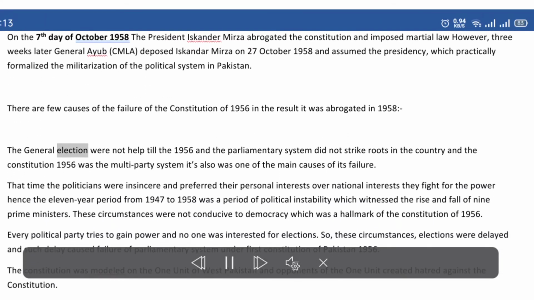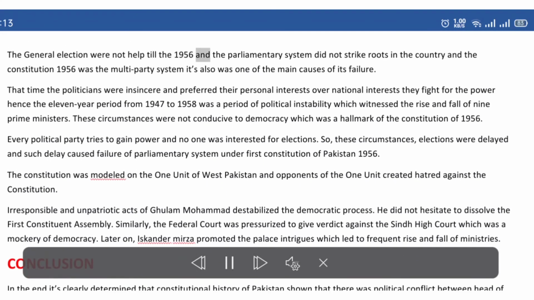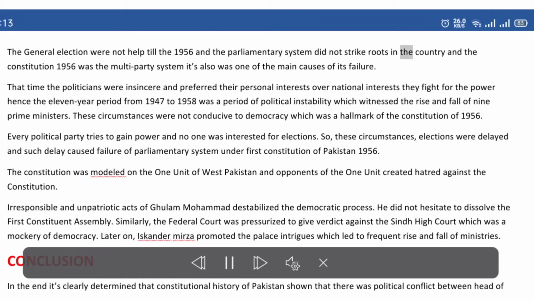General elections were not held till 1956 and the parliamentary system did not strike roots in the country, and the Constitution of 1956 had a multi-party system. It also was one of the main causes of its failure. At that time the politicians were insincere and preferred their personal interests over national interests. They fought for power, hence the 11-year period from 1947 to 1958 was a period of political instability which witnessed the rise and fall of 9 prime ministers. These circumstances were not conducive to democracy, which was a hallmark of the Constitution of 1956.